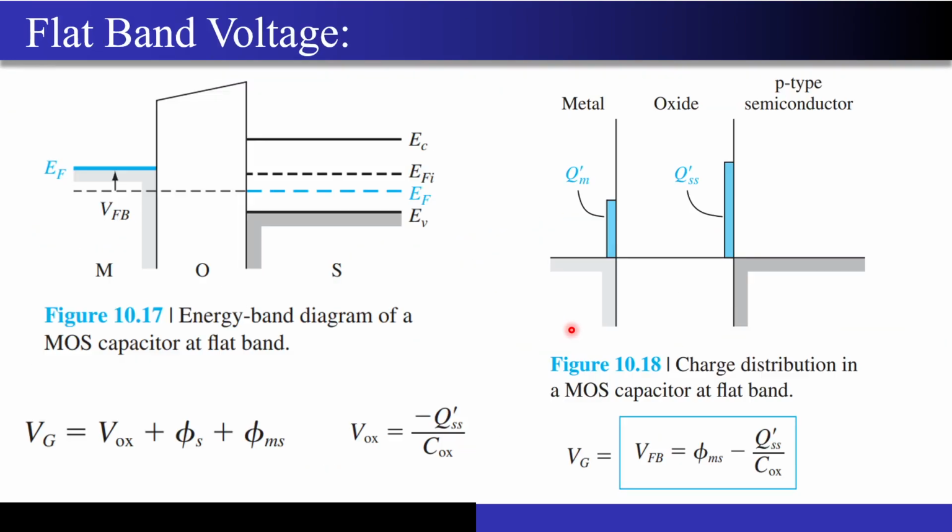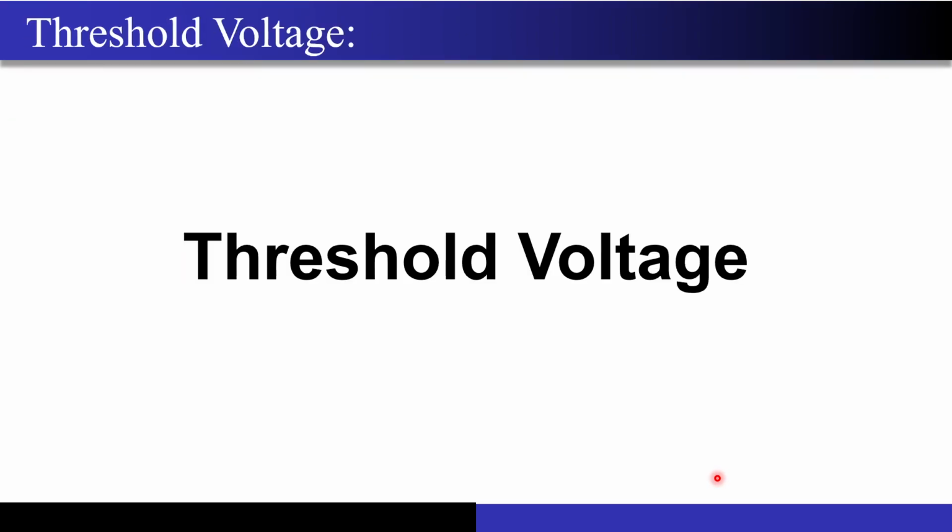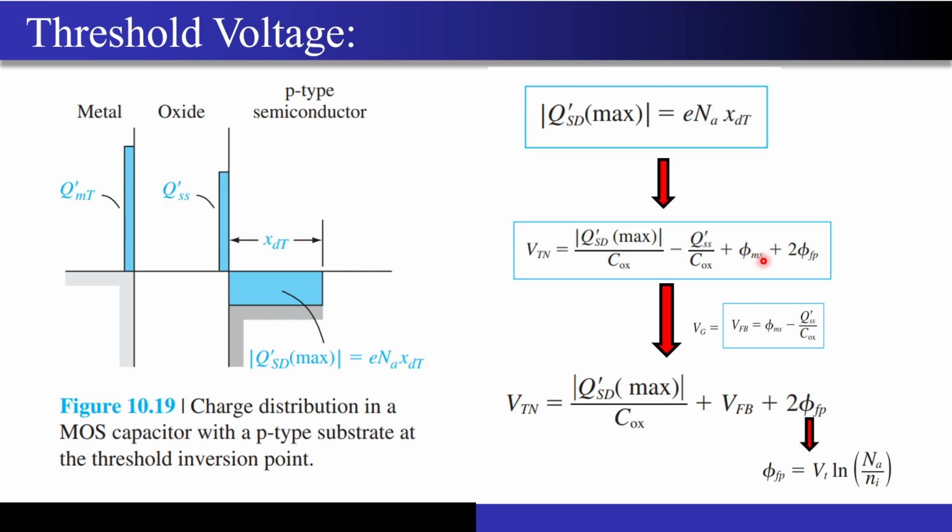Let me revise very quickly. This was the same term, phi ms minus QSS dash by Cox, right? This is nothing but your flat band voltage, right? I hope this point was clear. And now I will just substitute this phi ms minus QSS dash by Cox with the flat band voltage, and this has been done over here. Wherever my pointer is highlighting, I have already replaced these 2 terms with the flat band voltage, right? So this was the expression that we will heavily use for our numerical solving, right?